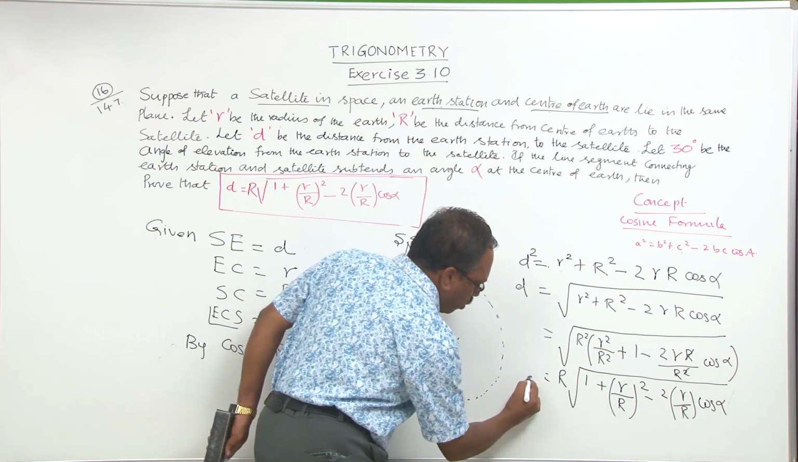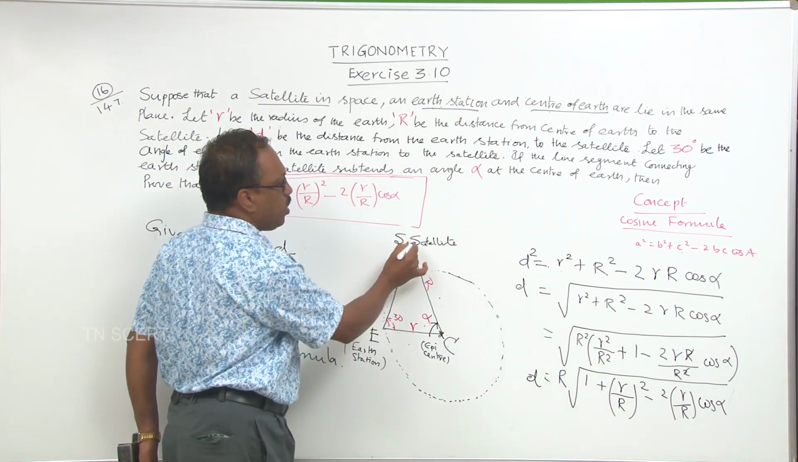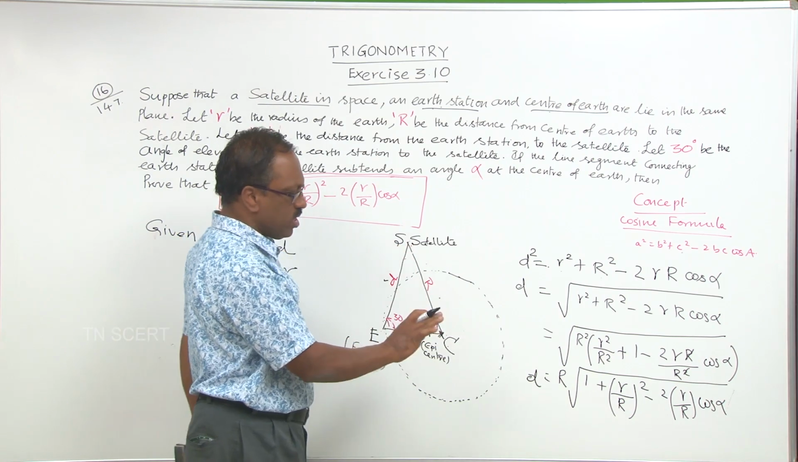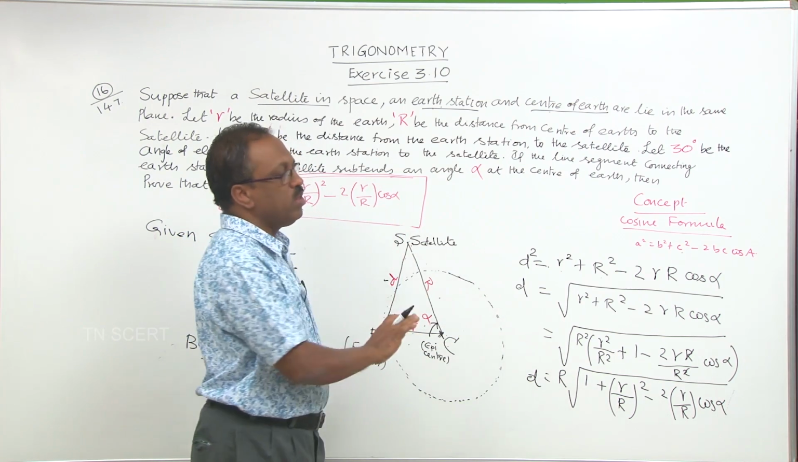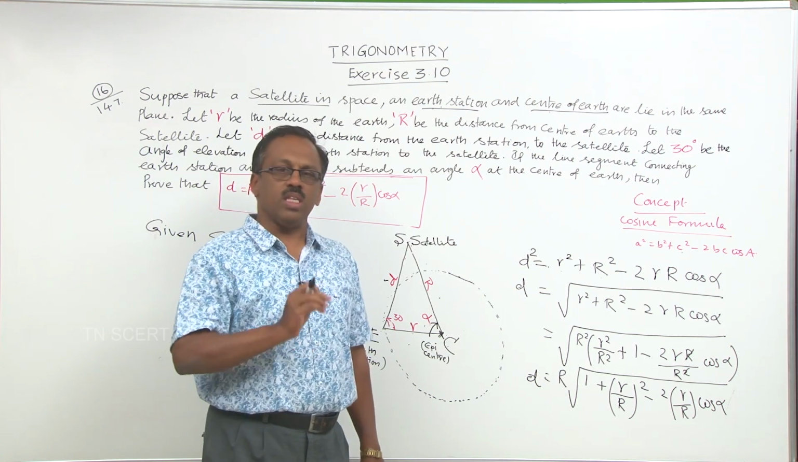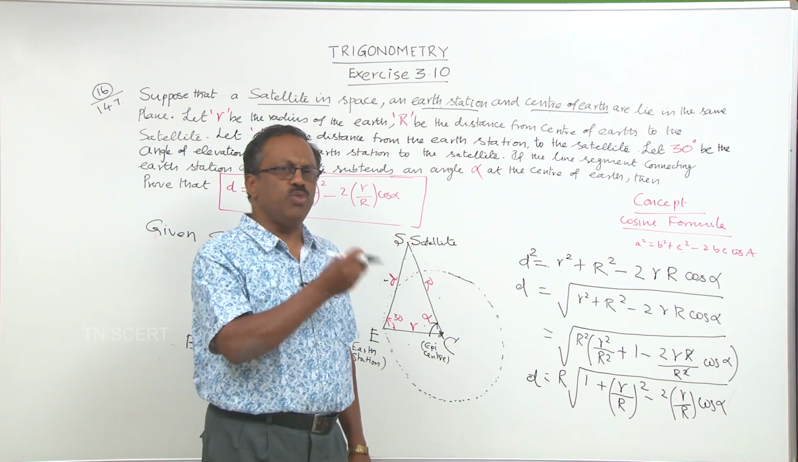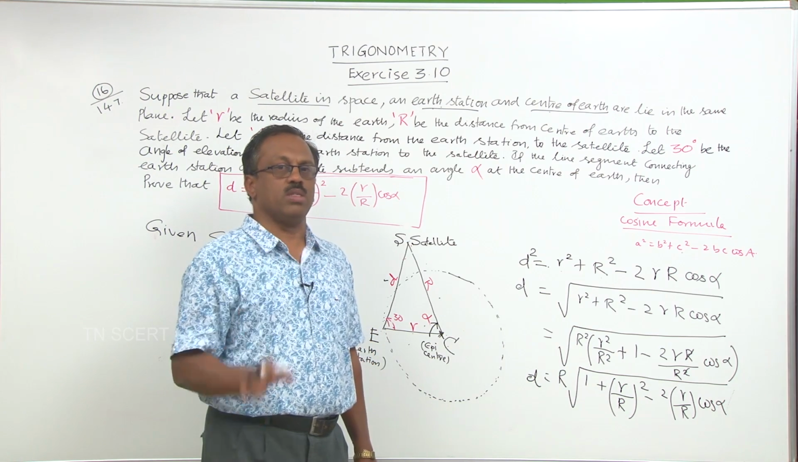So at last we found the value of the distance between the Earth station and the satellite, how much it is. This is the expression which we have derived. With this, the problem is over. This complete exercise we have completed with the help of a few sums and a few formulas. Thank you.